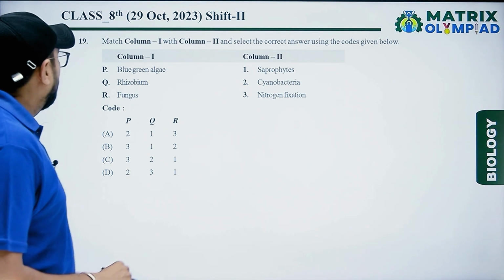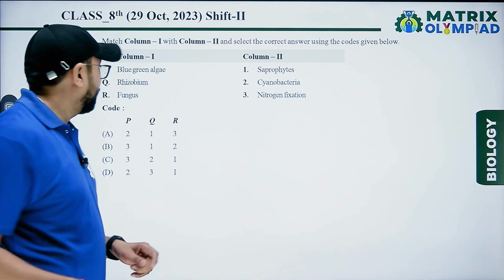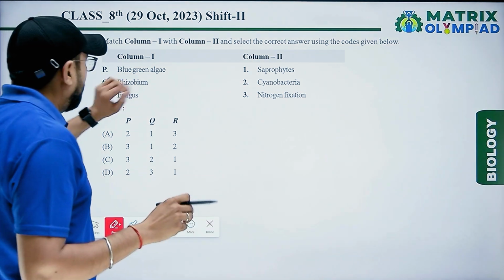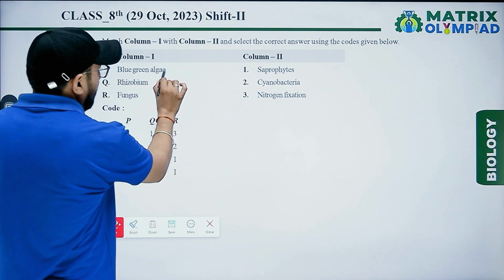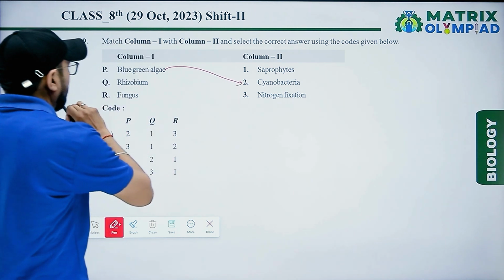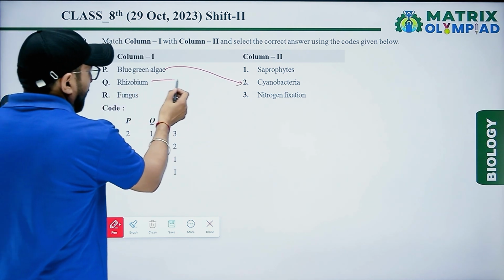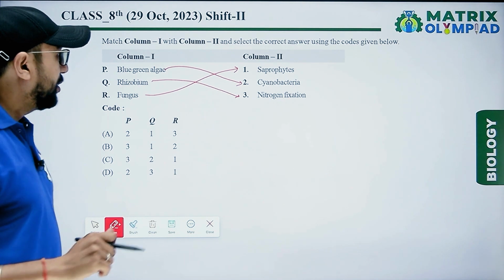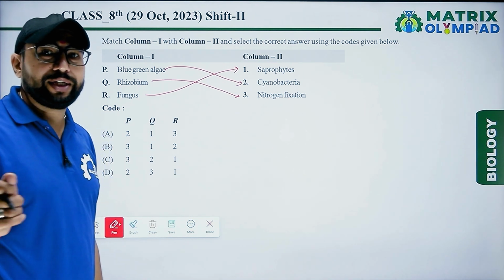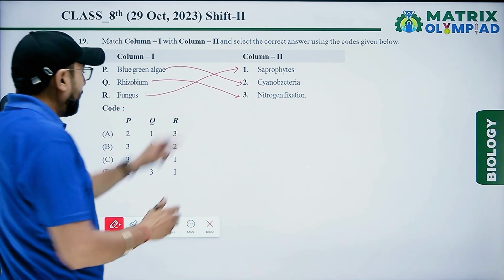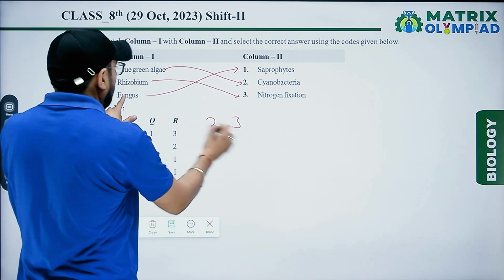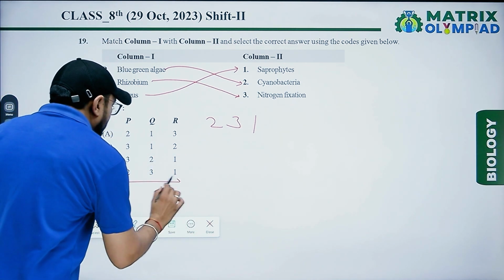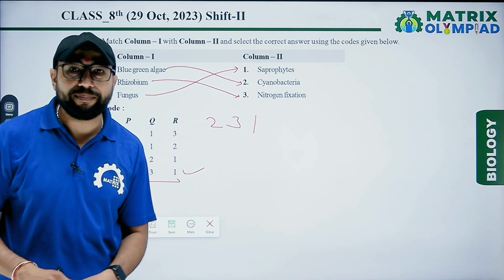Next one. Match the column first and second. Blue-green algae, Rhizobium, fungus. Blue-green algae, that in column second to match is cyanobacteria. Rhizobium for nitrogen fixation. And fungi are the saprophytes, depending on dead and decayed matter. So fungus is saprophytes. Blue-green algae 2, Rhizobium 3, fungus is 1. 2, 3, 1. D option is the right answer for this. Next question.